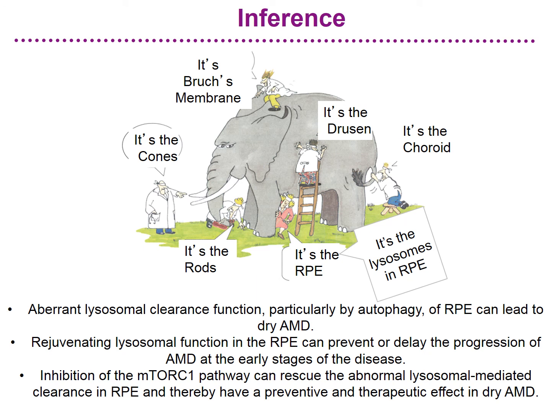Based on these animal models of AMD and from human AMD patients, we can conclude that aberrant lysosomal clearance function of RPE can lead to dry AMD. Rejuvenating lysosomal function in the RPE can prevent or delay the progression of AMD at the early stages of the disease, and inhibition of the mTORC1 pathway can rescue the abnormal lysosomal-mediated clearance in RPE and thereby have a preventive and therapeutic effect in dry AMD.